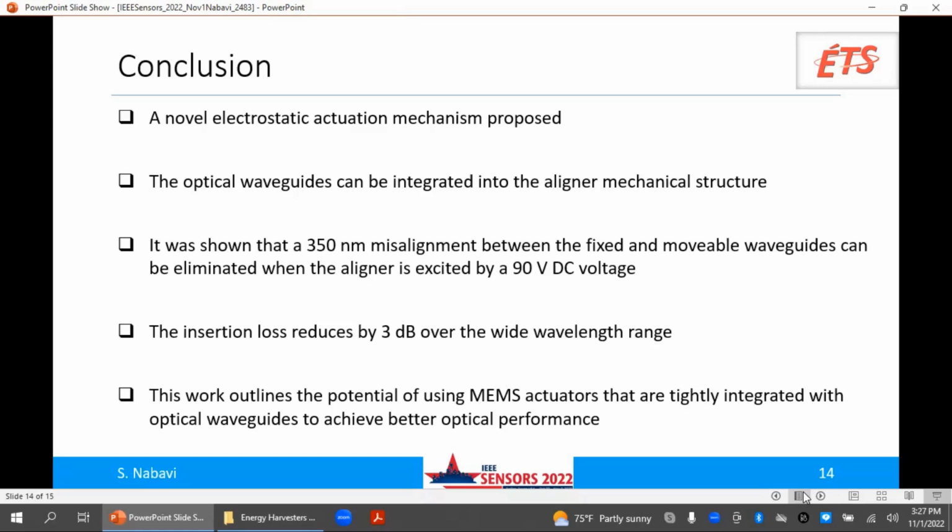The last point is that in this study, we are trying to show that by integrating the MEMS actuator with the optical waveguide, we can reach better optical performance.